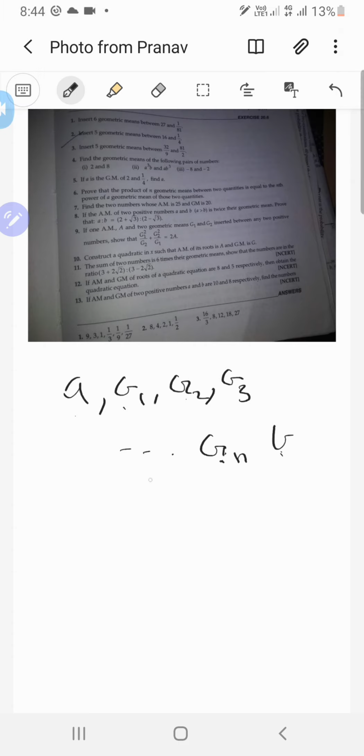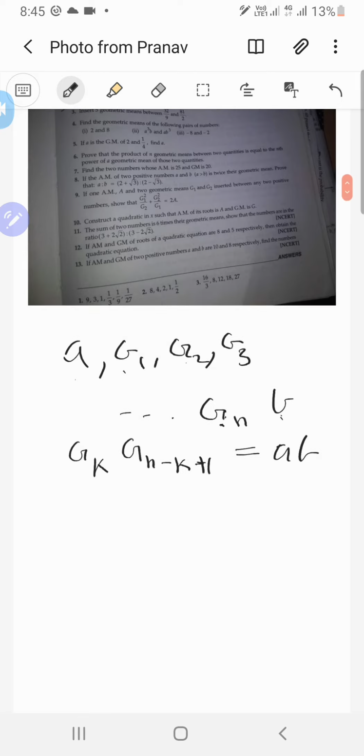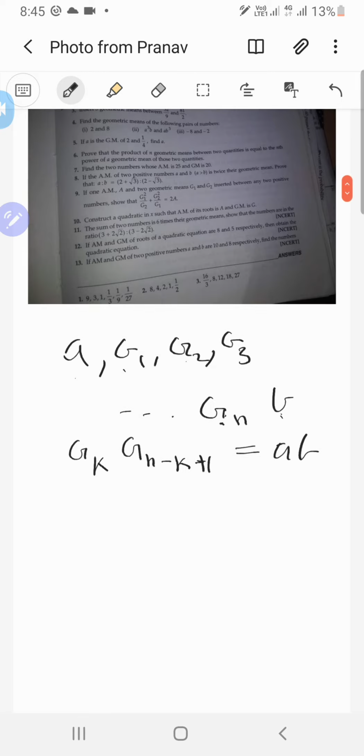So what I'm going to say is that gk and gn minus k plus 1, this product is always going to be a times b for all natural numbers k till n obviously. So there we go. Let's just use this.